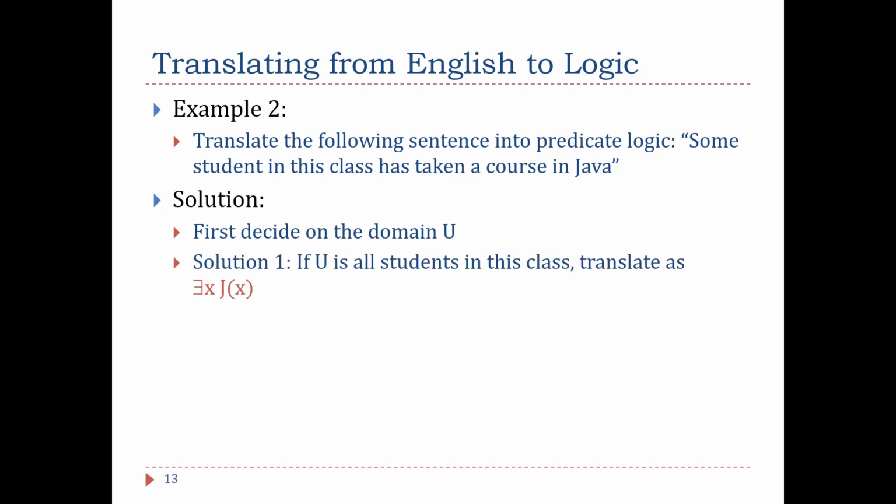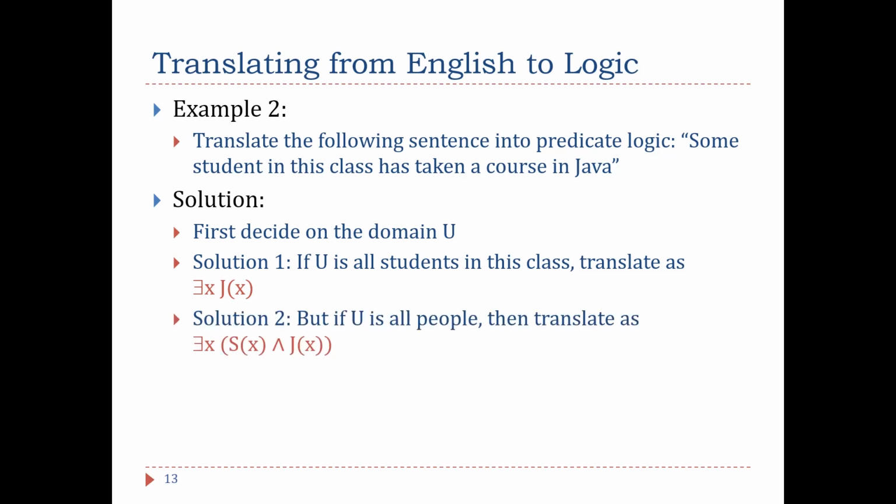If we consider the set of all students in this class, then we can say that there is a student in this class who has taken a Java course. But if you consider the set of all the students, then you need to refine it with this predicate. There exists a student at IUB who has registered for this class and who has taken a Java course. So this is the translation of some students in this class have taken a course in Java. So once again, it's the dual.